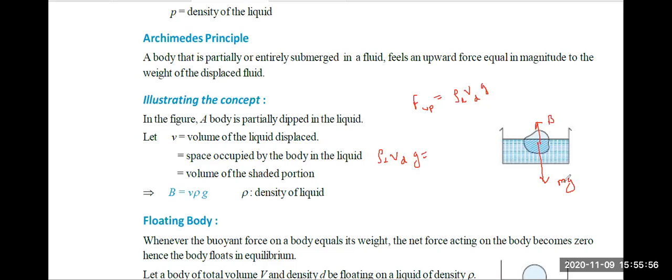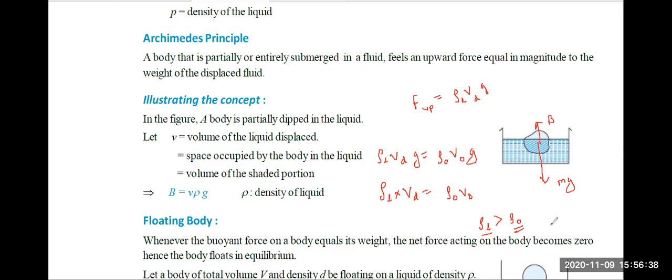What is mg? Now this mass is density of the object times volume of the object, times g. Yes or no? Tell me. Right? So g will cancel. So I can say that density of liquid into volume displaced is equal to density of object into volume of the object. So can I say that if density of liquid is greater than density of an object, then the object will always float?